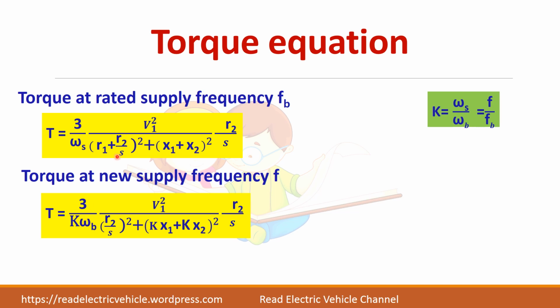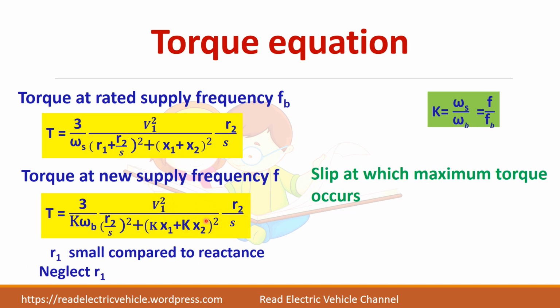omega b, and when you change the frequency, reactance will also change. So you change the reactance also. Here as we have increased the frequency, this reactance part will be more when compared to the resistive part. So the stator resistance can be neglected. So you are getting this torque equation.